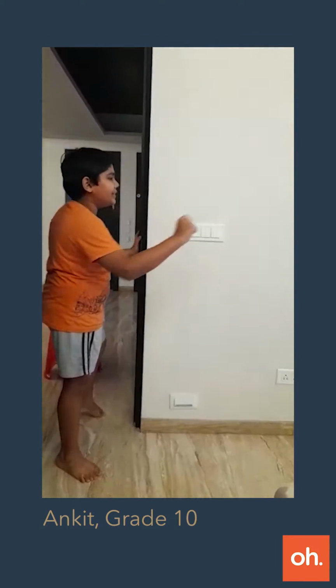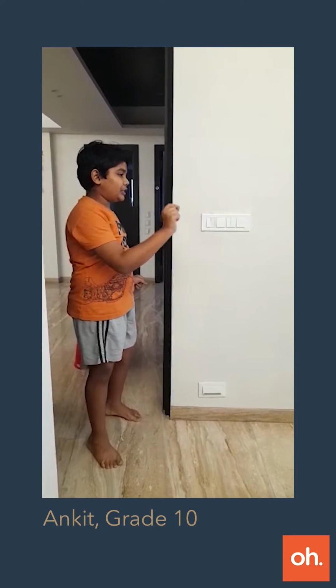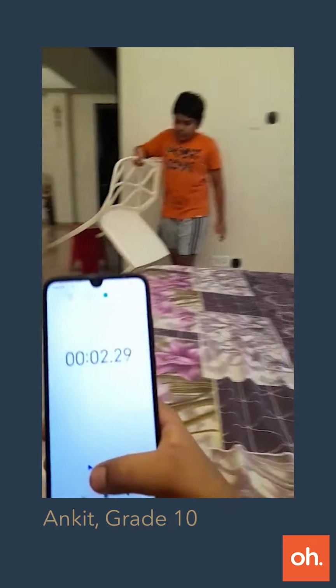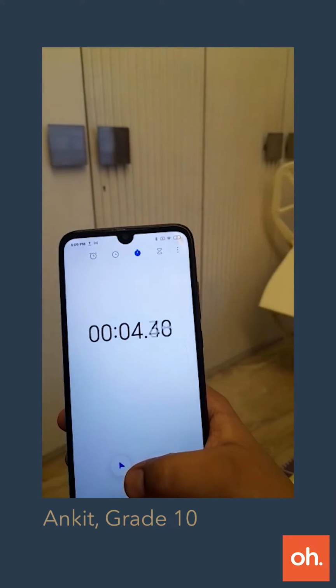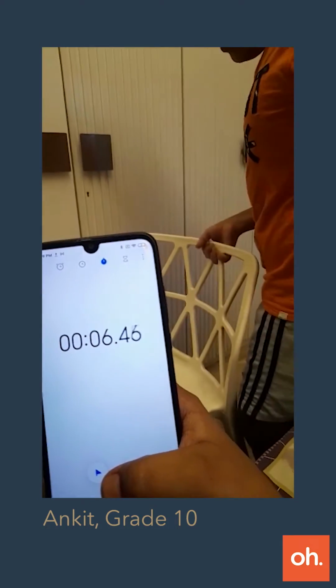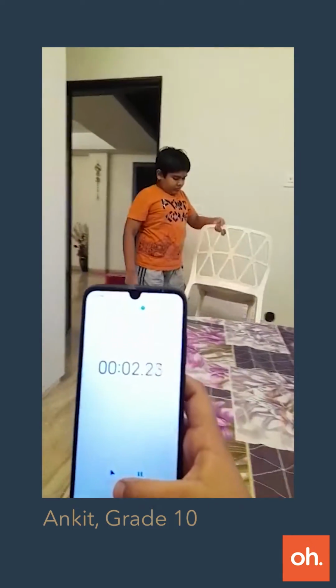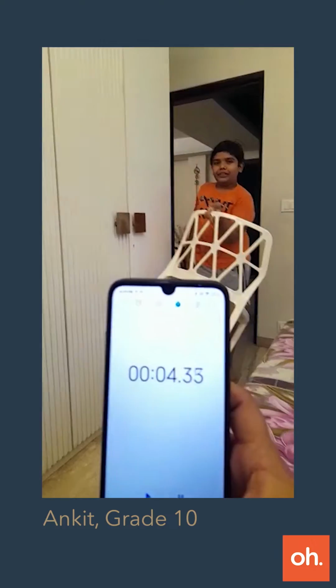Have to use one hand. Do it with both hands, first the right hand, then the left hand. This is kind of hard.